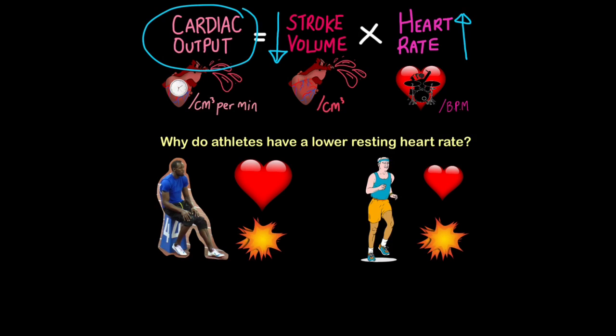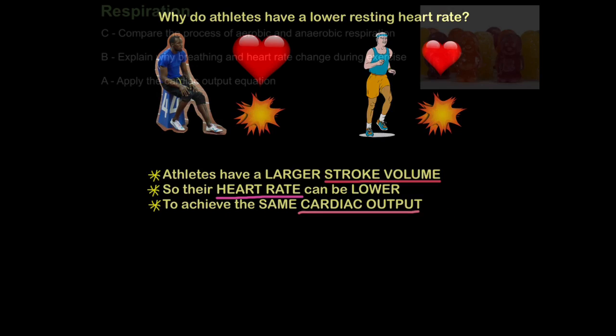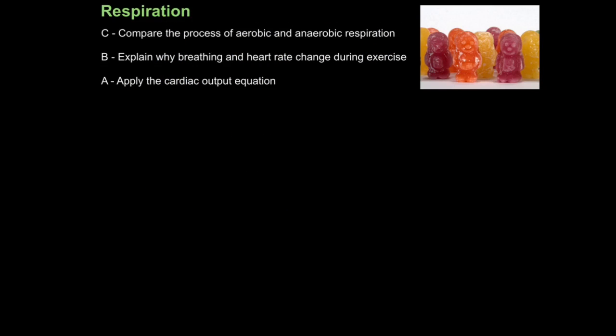to achieve the same cardiac output. So to get this word perfect, athletes have a larger stroke volume, so their heart rate can be lower to achieve the same cardiac output. So now we can apply the cardiac output equation.